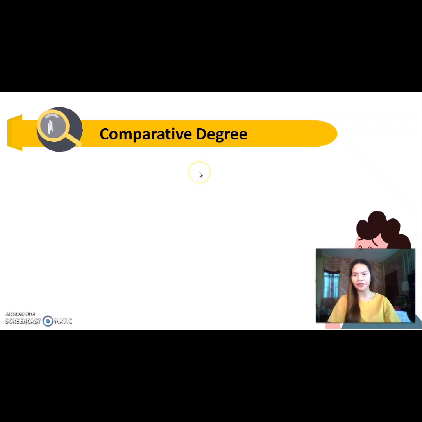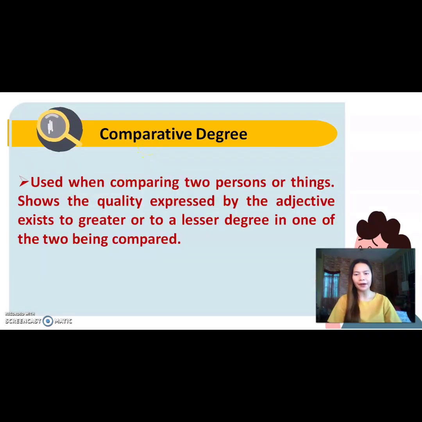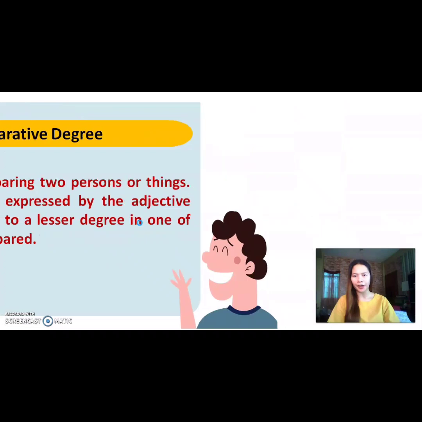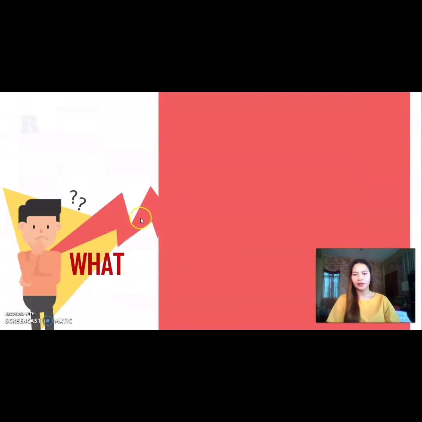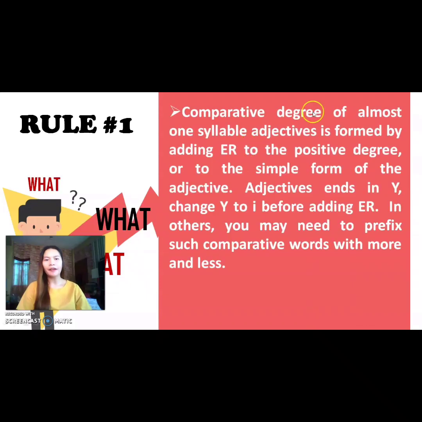Let's proceed to comparative degree. It is used when comparing two persons or things. It shows the quality expressed by the adjective exists to a greater or to a lesser degree in one of the two being compared. So we have here the rules to follow. Rule number 1. Comparative degree of almost all one-syllable adjectives is formed by adding er to the positive degree or to the simple form of the adjective.